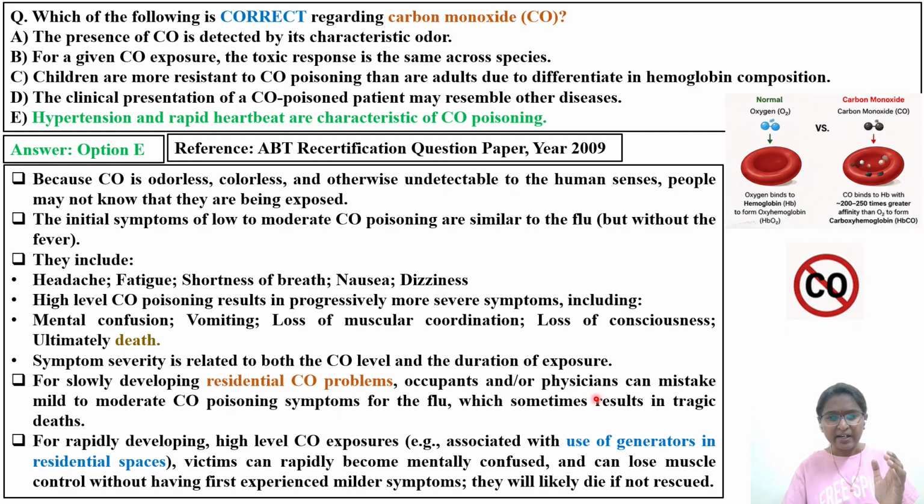So occupants and/or physicians can mistake mild to moderate carbon monoxide poisoning symptoms for the flu, which sometimes results in tragic death. So this option is completely related to option D.